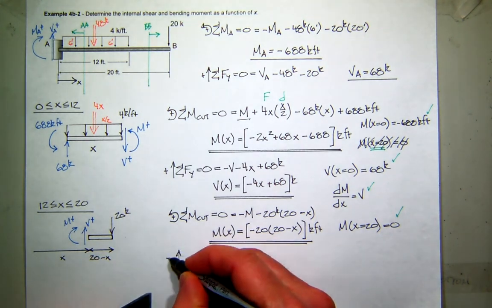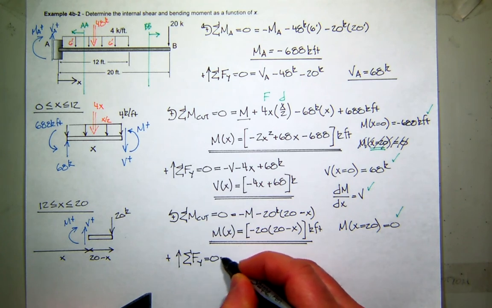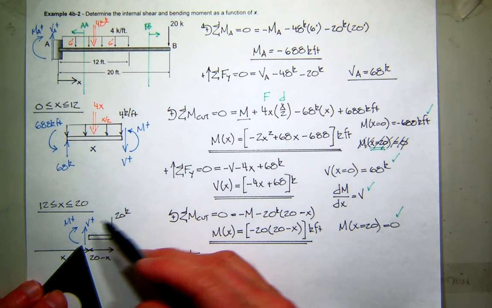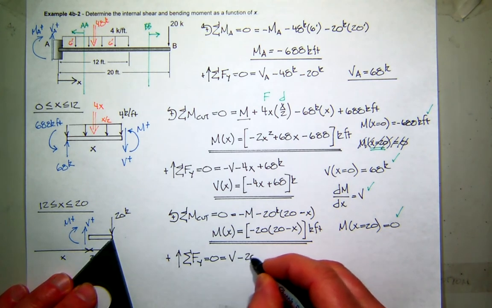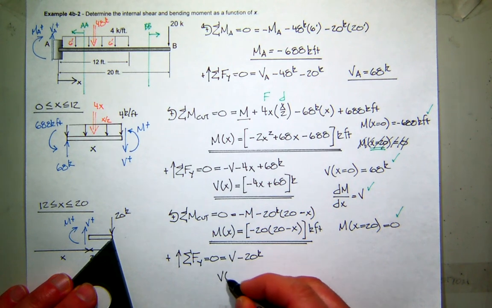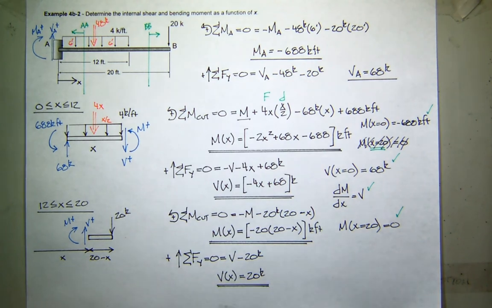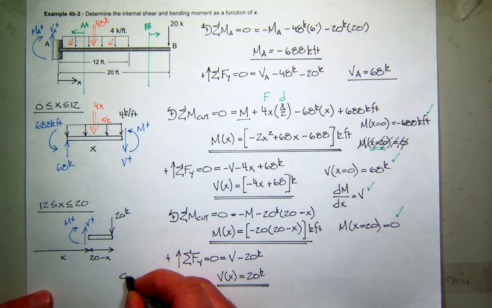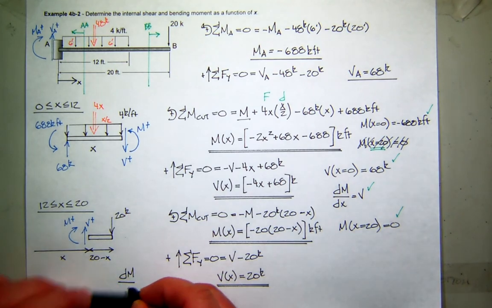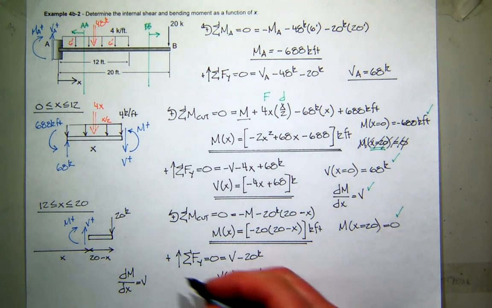If we go ahead then now and sum all of our forces in the y direction, make sure that's in equilibrium, we see that the shear force is up, positive, the applied force is down, negative. So it looks like the shear as a function of x is simply just 20 kips. It's constant. One thing we can think about is the derivative relationship. So is the derivative of the moment with respect to x equal to the shear for this second section? Yes, it is. Well, that's comforting.